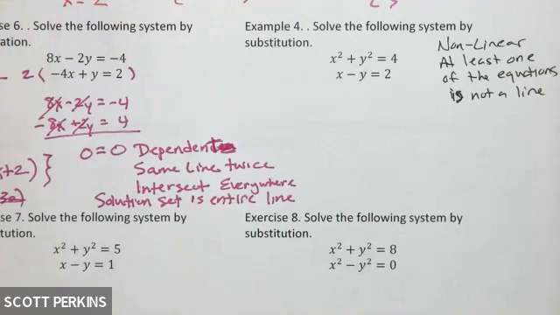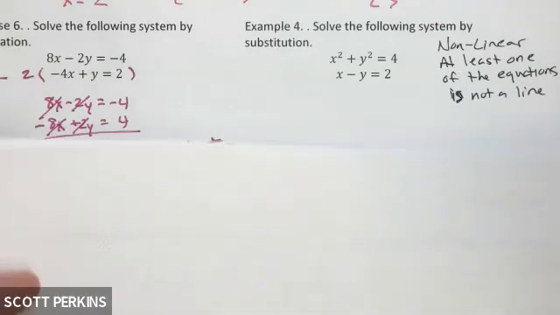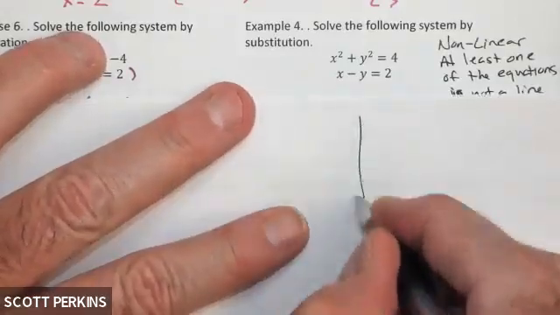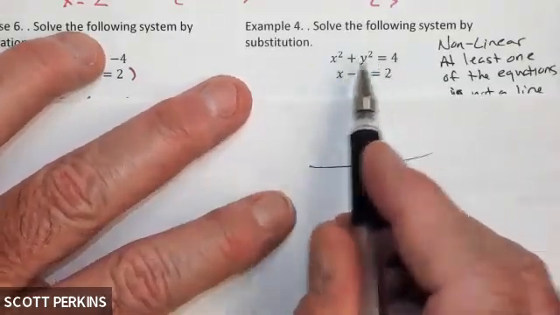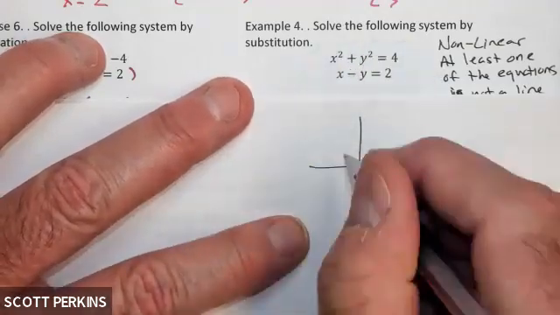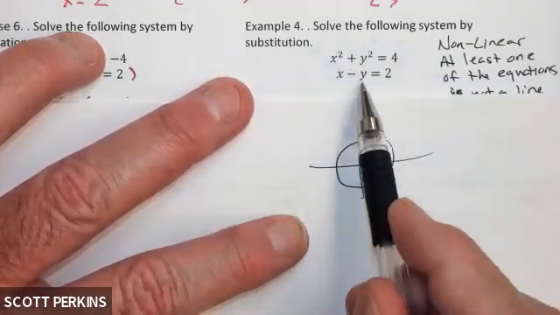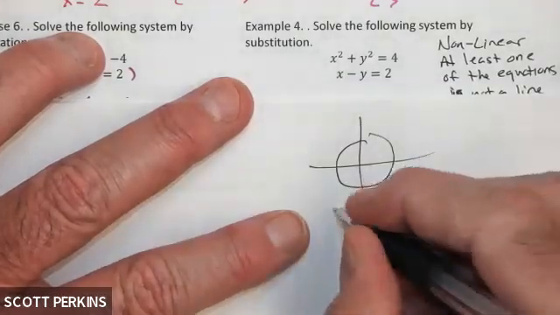I don't want to take up all my space on this, so let me get another piece of paper. You don't have to know this. In fact, you don't know this yet. You won't know this until Tuesday of next week. But in this particular system, what we have is x squared plus y squared is 4. That's a circle. You'll learn that on Tuesday, so don't worry that you don't know that yet. So it's a circle. And then x minus y is 2 is a line, so it looks like this.